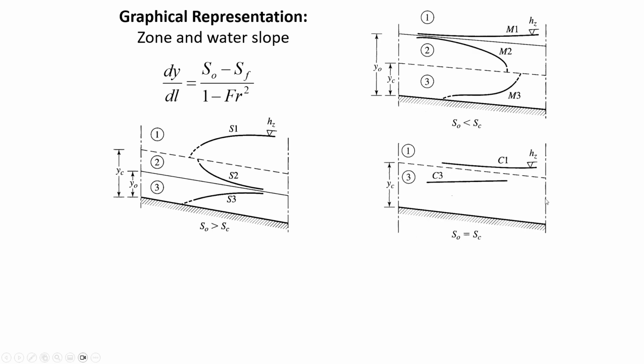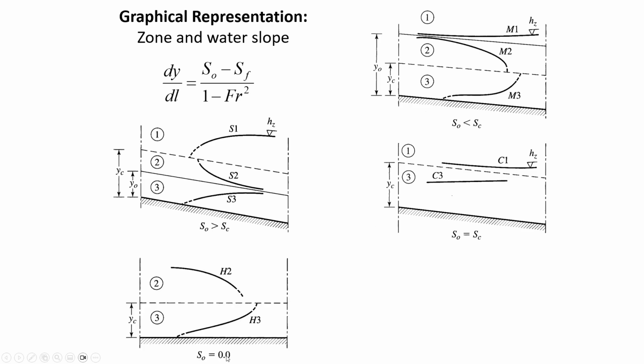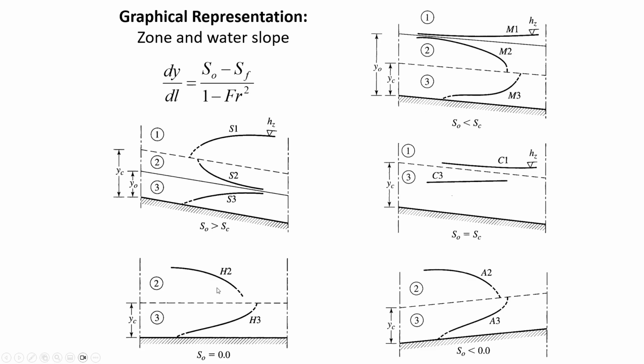So there is no such thing as a C2. There's a C1 and a C3, but there's no C2, because if the normal depth and the critical depth are the same thing, then there's no zone 2. Remember, if the slope is critical, then that means the normal depth and the critical depth are on top of each other. So that just means that there is no middle zone dividing zone 1 and zone 3. Similarly, for a horizontal slope, meaning a slope of 0, there is no zone 1, and there's also no zone 1 for adverse.